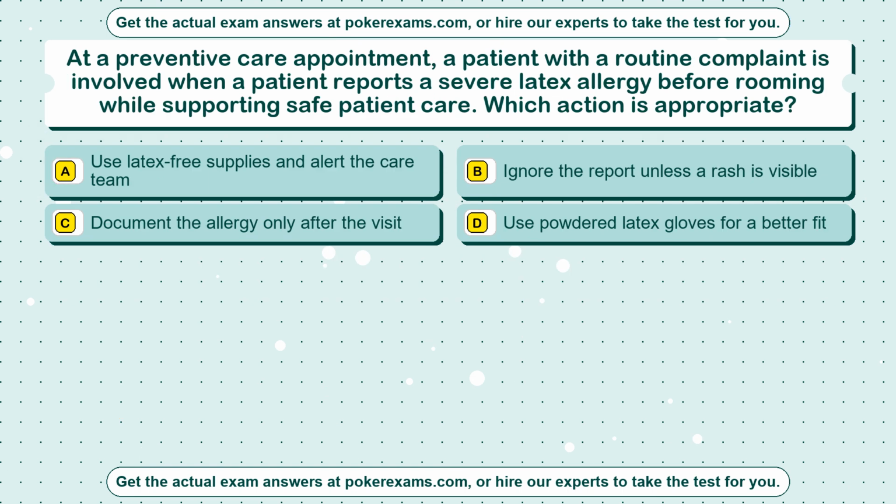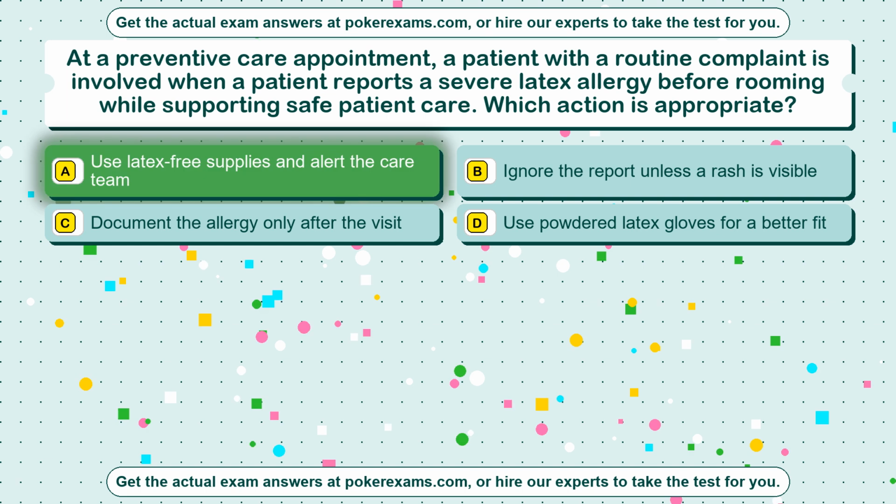Question 80. At a preventive care appointment, a patient with a routine complaint is involved when a patient reports a severe latex allergy before rooming while supporting safe patient care. Which action is appropriate? Option A. Use latex-free supplies and alert the care team. Option B. Ignore the report unless a rash is visible. Option C. Document the allergy only after the visit. Option D. Use powdered latex gloves for a better fit.